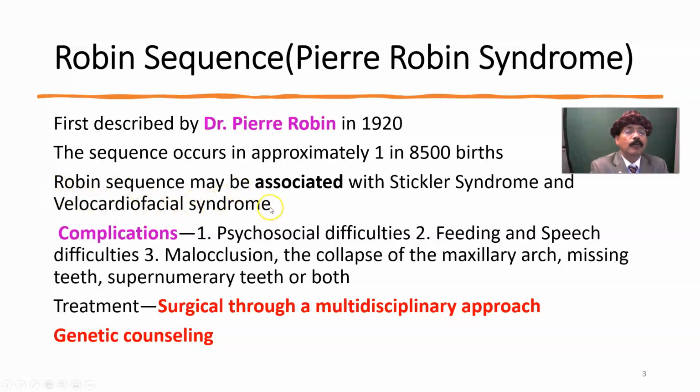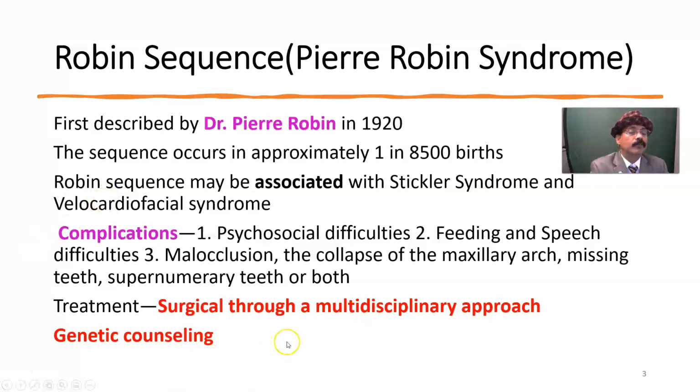Robin sequence may also be associated with Treacher-Collins syndrome or DiGeorge syndrome. So Treacher-Collins syndrome and DiGeorge syndrome may be associated with Robin sequence.